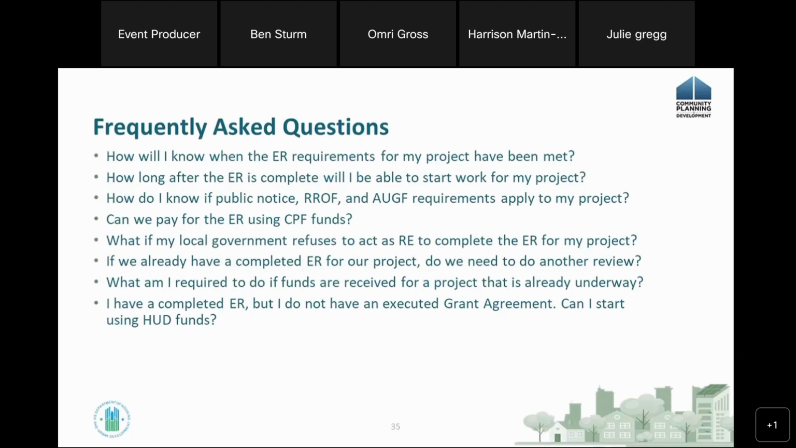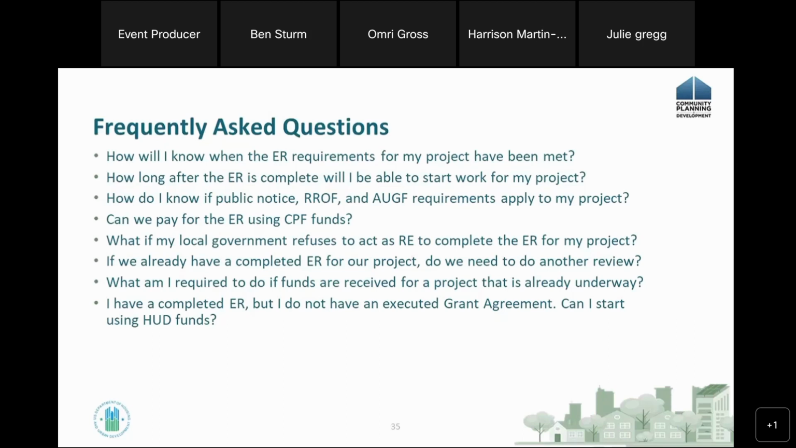The next question is, if we already have a completed environmental review for our project, do we need to do another review? So the answer to this will be project specific and on a case-by-case basis, depending on the timing, level of review, aggregated activity, quality and content of the environmental review, et cetera. So this is really more of a case-by-case question here. So please reach out to your regional environmental officer with the project-specific details, and they will help you determine whether another environmental review is necessary and what the next steps are.